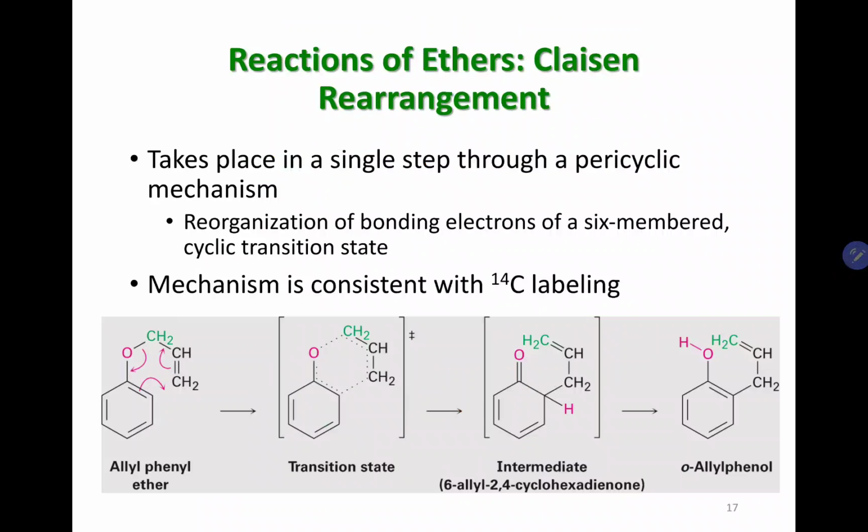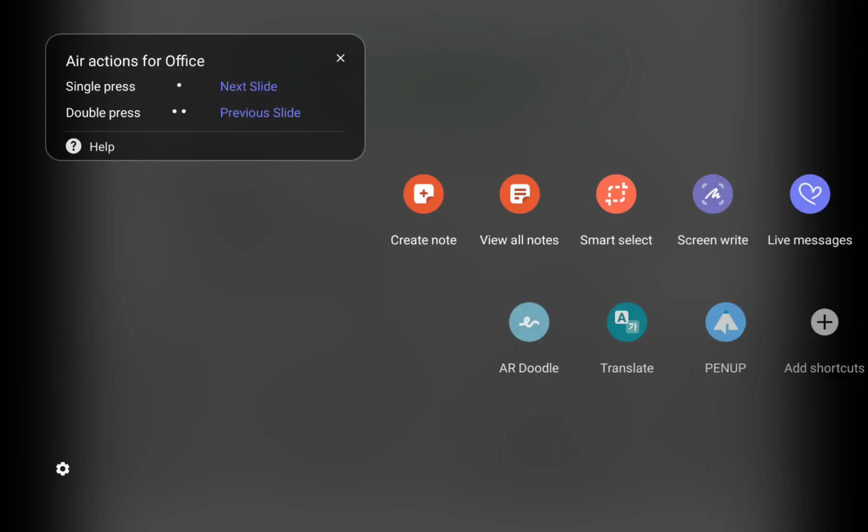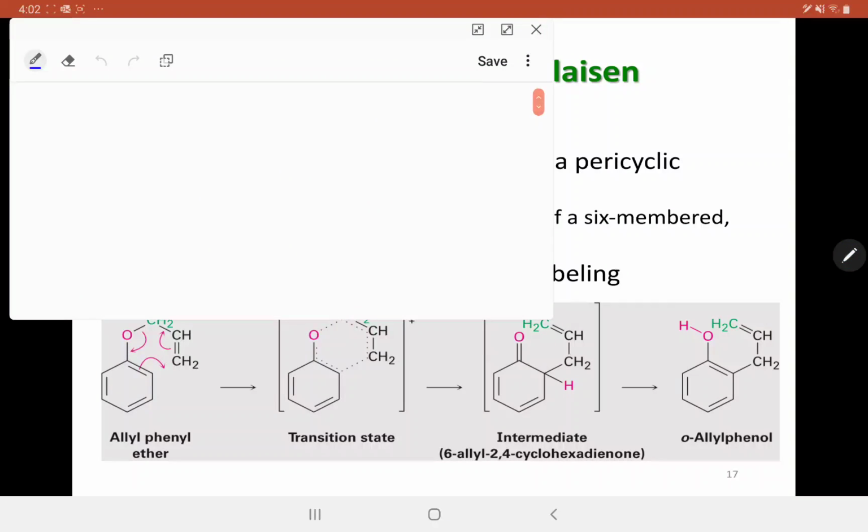There you go. In this slide, you have the mechanism for Claisen rearrangement. What happens is that you will break and make new bonds according to the first drawing. If you want to see how it happens, I can take a small notepad and show you how it happens. So this is my phenyl allyl ether.